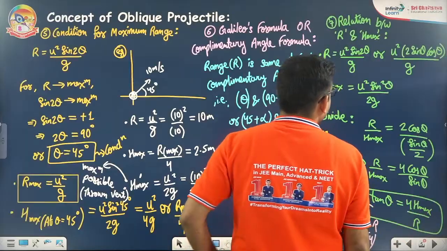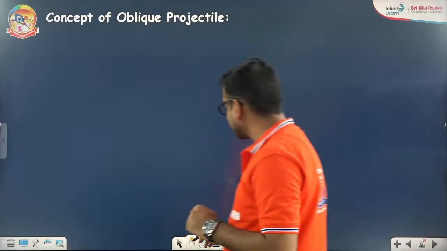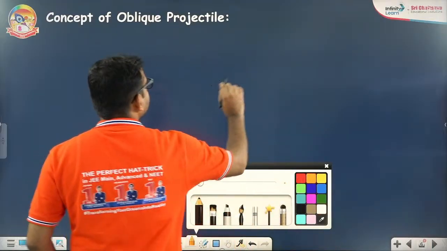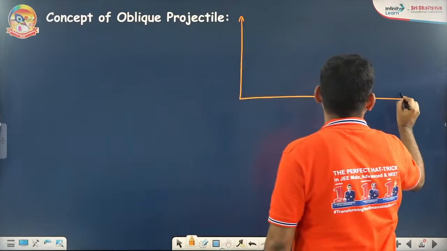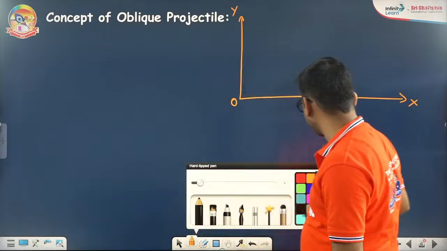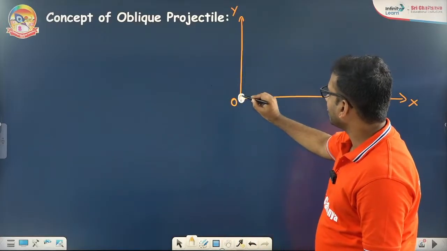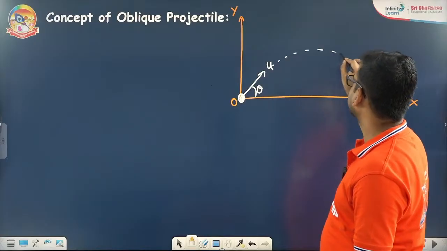So here we are talking about, we have talked about 7 parts. First of all, let me show you the diagram again. This was the projectile motion, x-axis, y-axis. NCERT consideration is this only. And here you have u velocity of projection, theta angle of projection, like this.